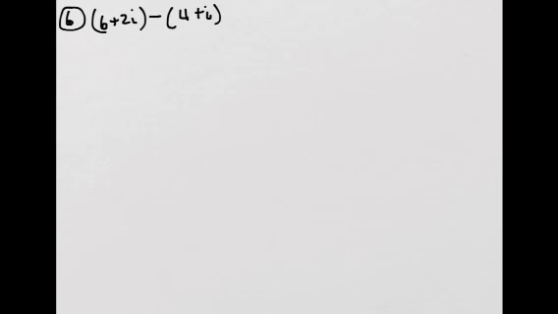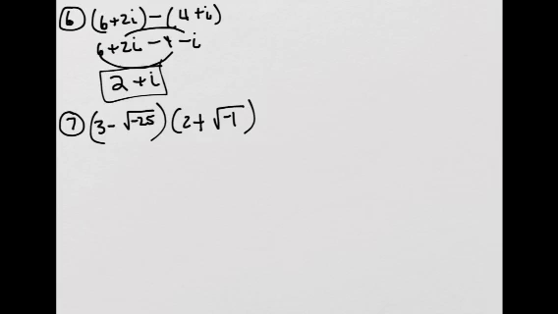For number 6, I'm going to first get rid of the parentheses by distributing the negative. So negative 4 minus i. Combine like terms, so this one with this one gives me 2, and this one with this one gives me i. That's it.